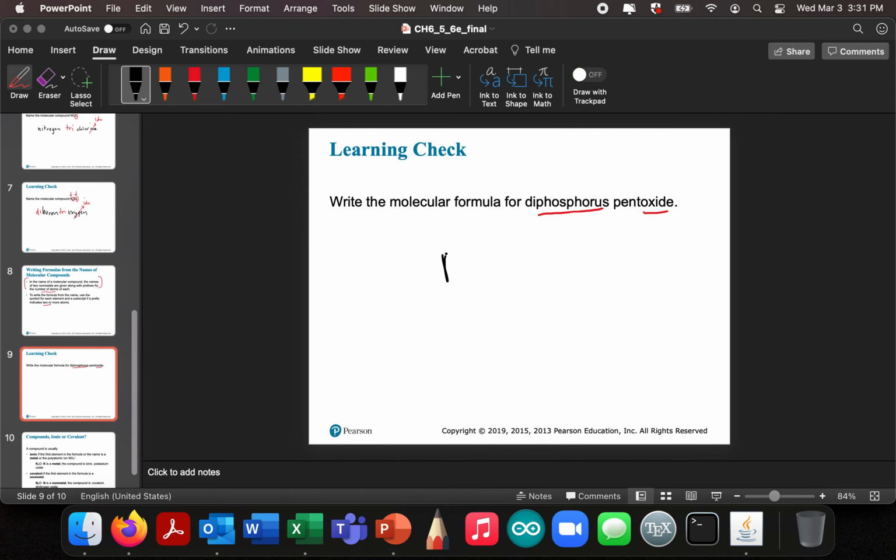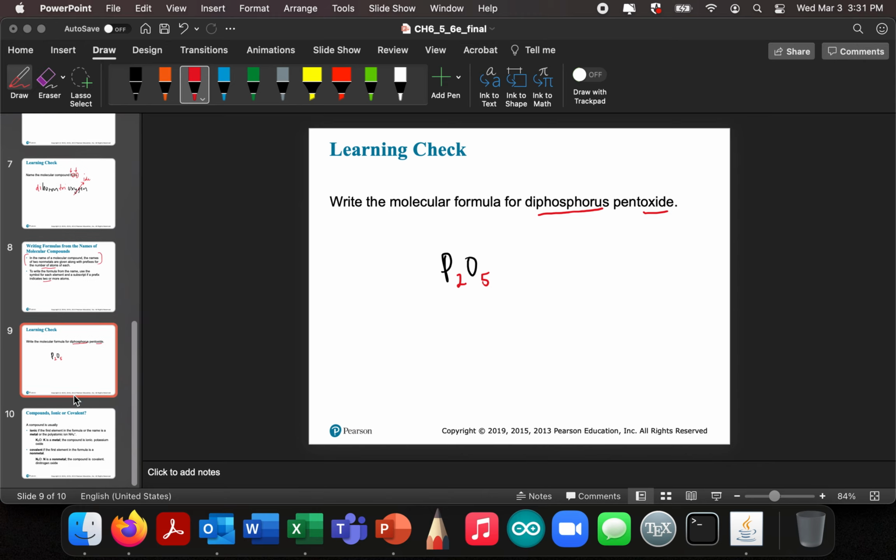Okay, so I'm going to suppose that you did pause it, and I'm going to say oxide comes from oxygen, and phosphorus comes from there, right? And it's going to be diphosphorus pentoxide. And that is the formula for diphosphorus pentoxide.